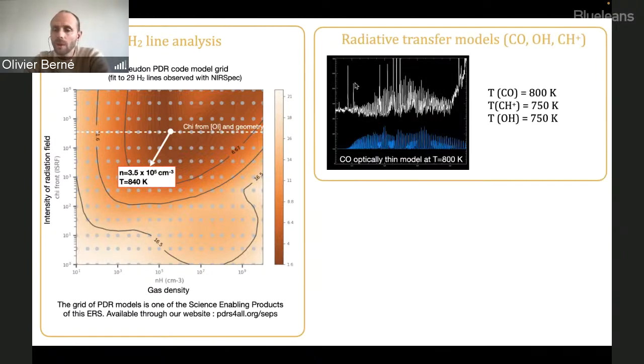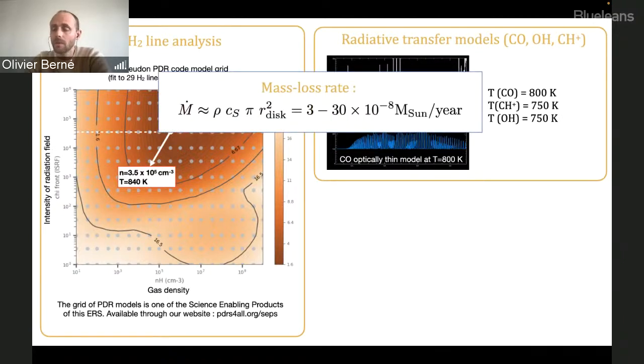We can also use radiative transfer models to fit the emissions from the molecules we have detected. And all these models point to gas temperatures for this photoevaporation flow, for this molecular envelope, of about 800 K, in good agreement with the temperature we derive from the PDR model. And so these numbers are extremely useful because from them we can derive the mass loss rate.